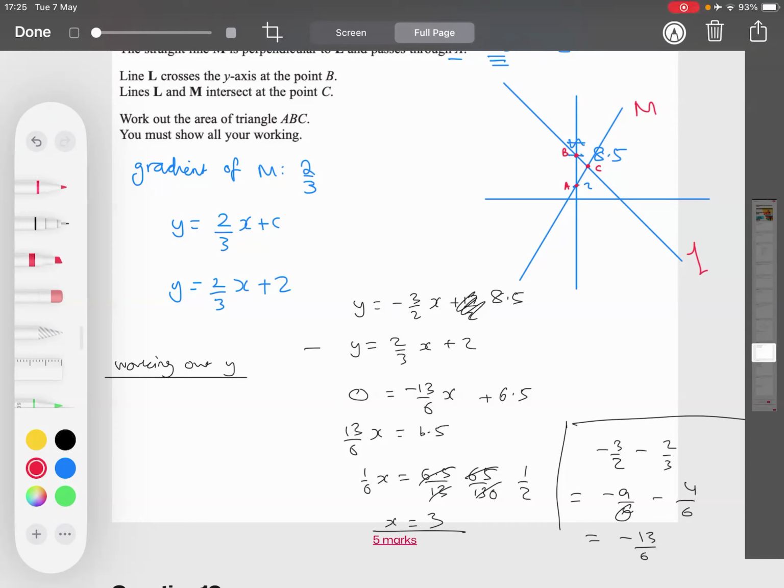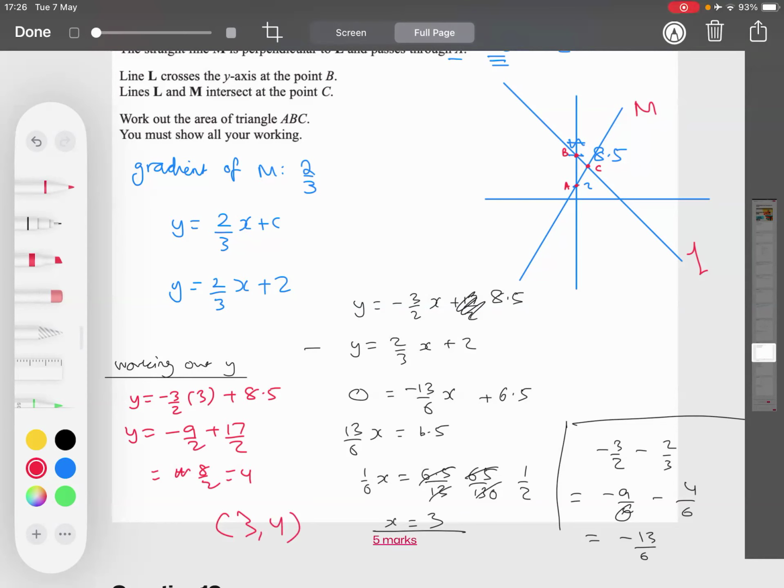So let's just take the top one. So we get y equals minus 3 over 2 times 3 plus 8.5. So y equals minus 9 over 2 plus, so I remember that was 17 over 2. Add them up and we get, no, not minus, 8 over 2, which is 4. So the coordinate is 3, 4.